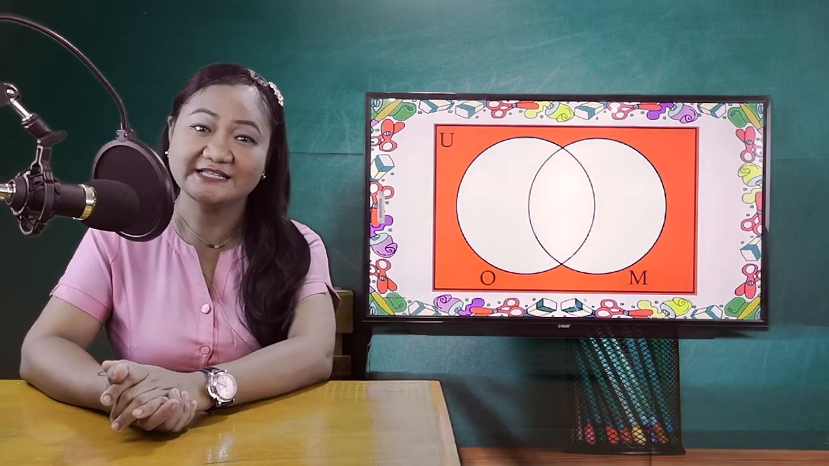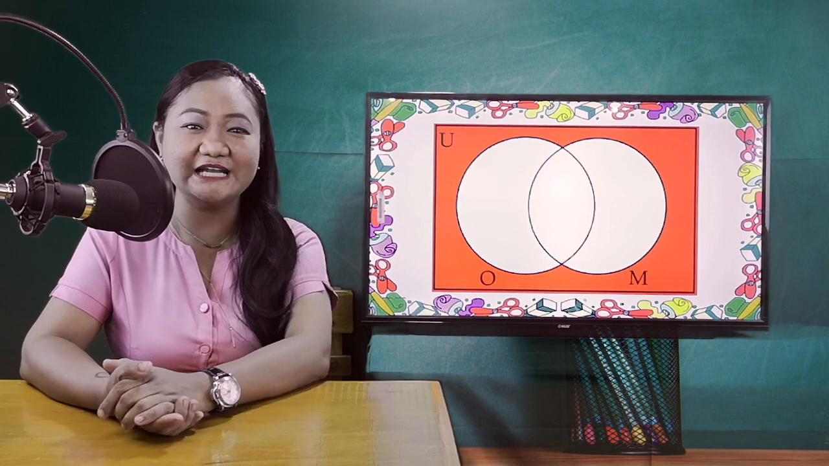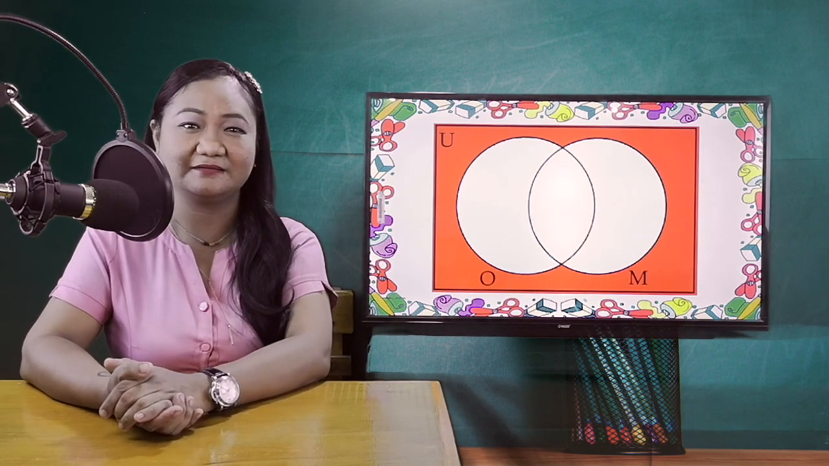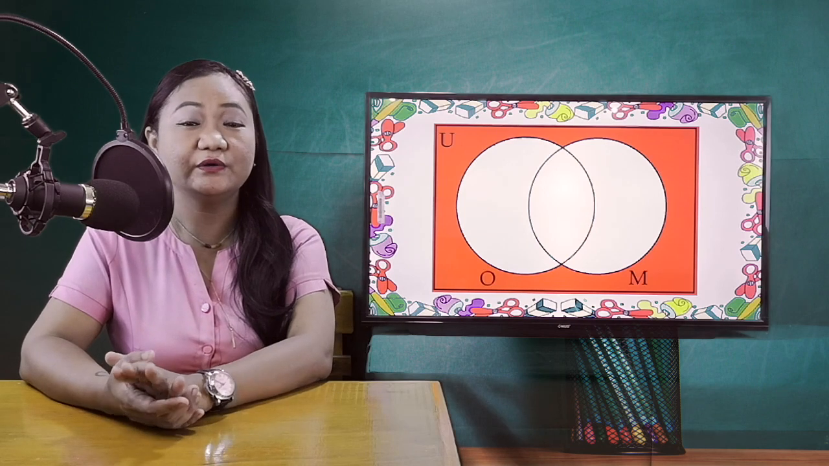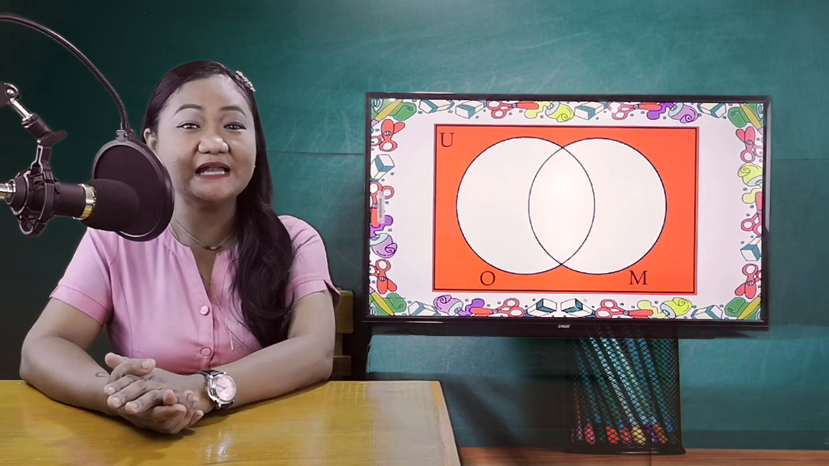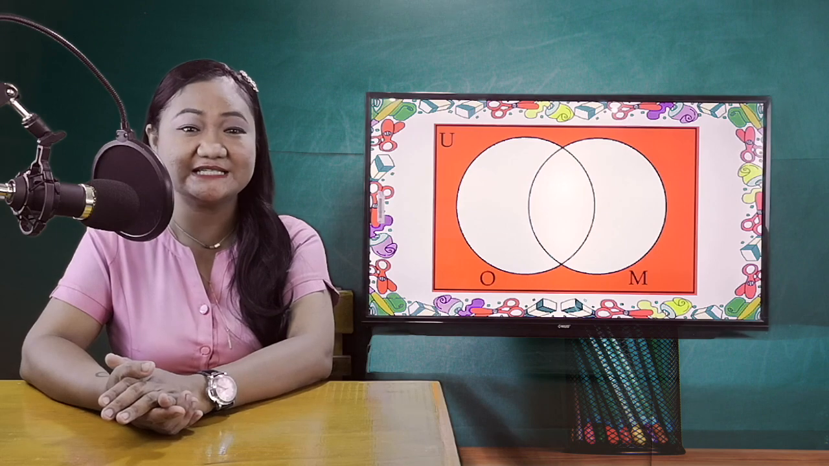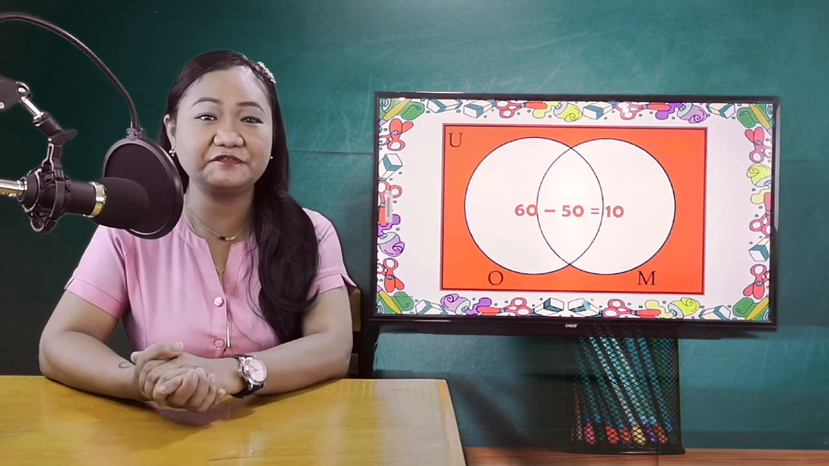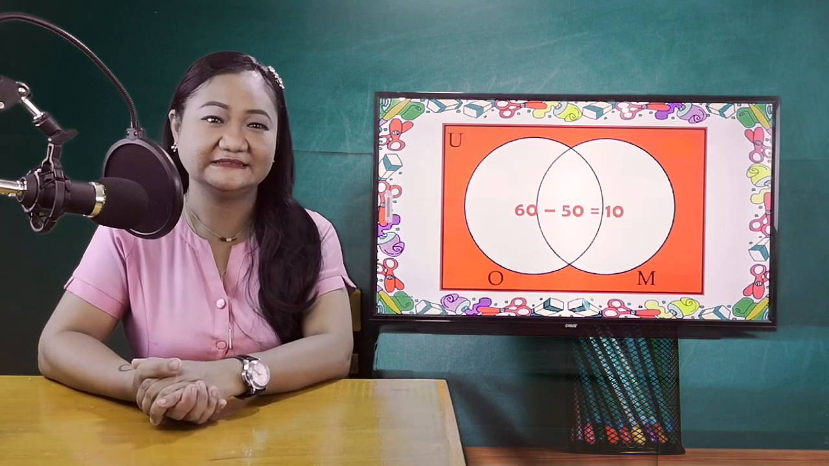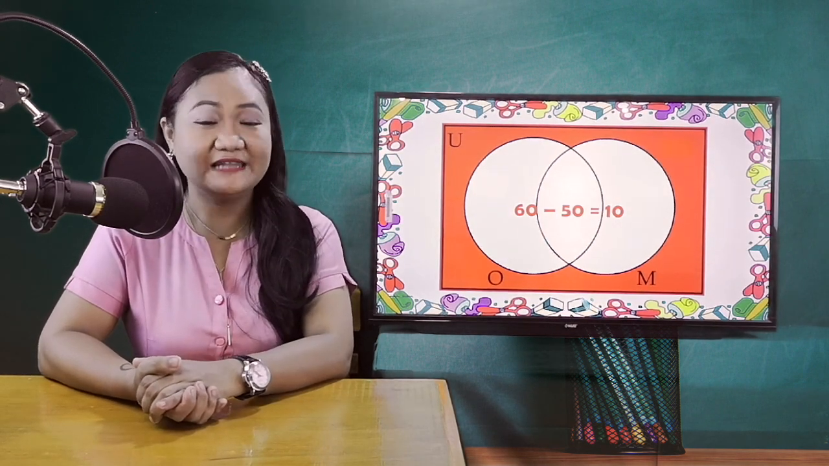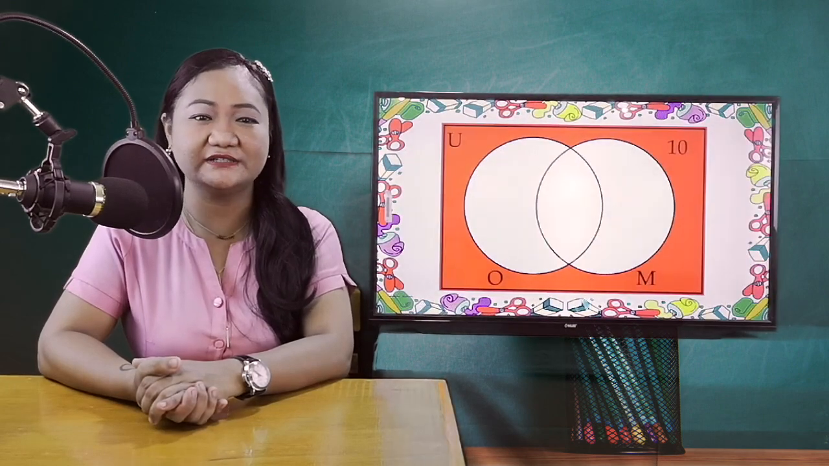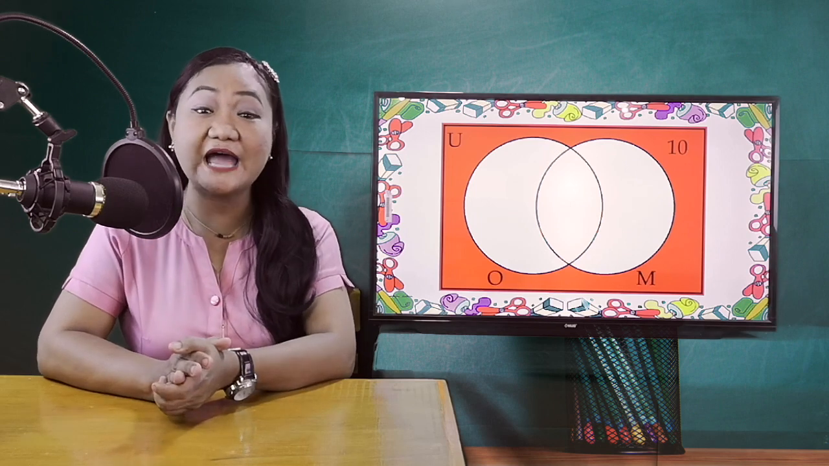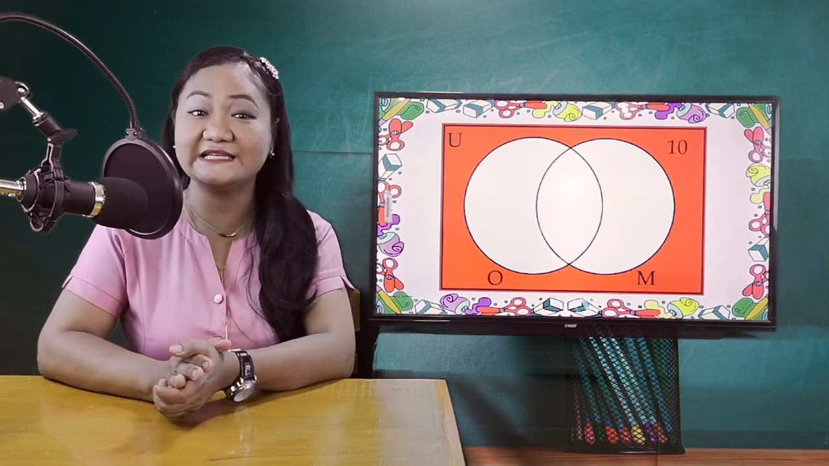To solve for this, let's recall that the cardinality of the union of set O and set M is 50. Then, we will subtract this from the cardinality of the universal set, which is 60. Therefore, 60 minus 50 equals 10. So, let's write 10 outside of the circles, since this is the cardinality of students who chose neither of the two modalities of learning.